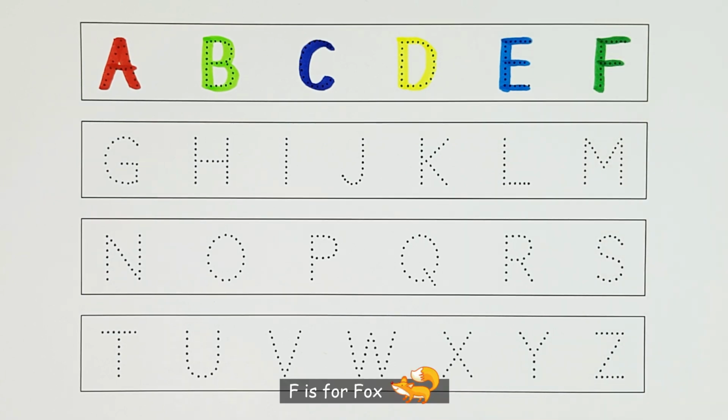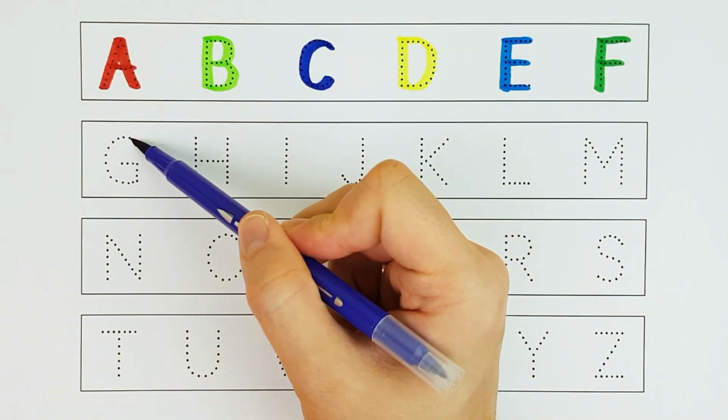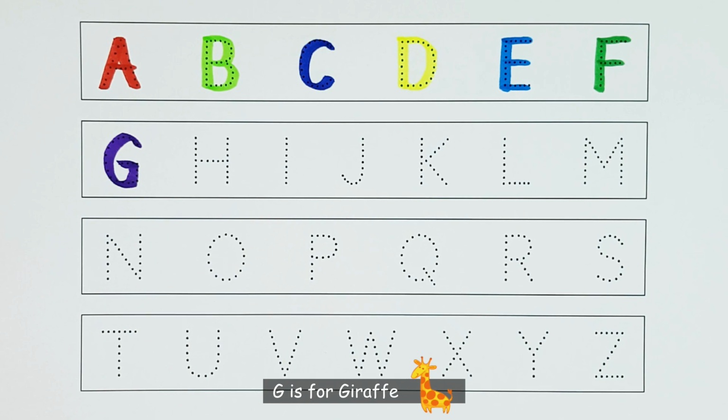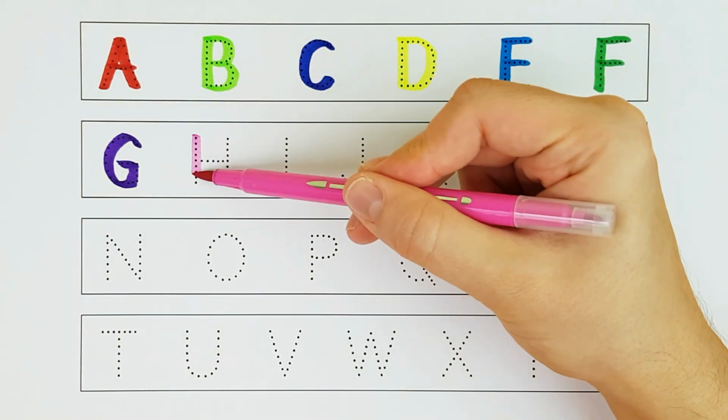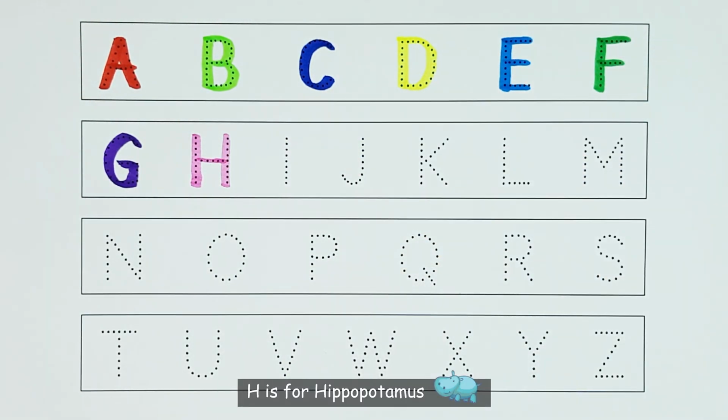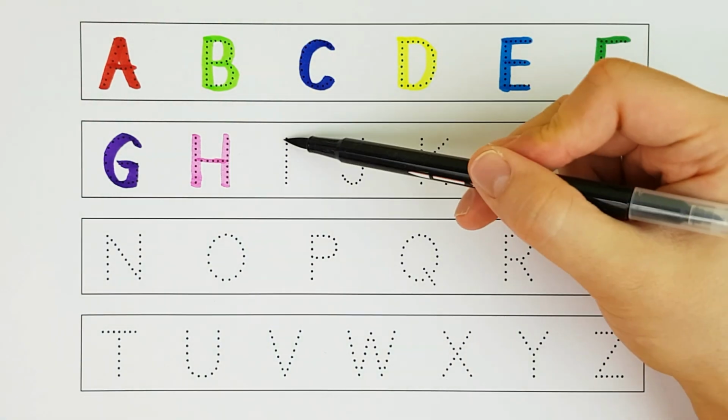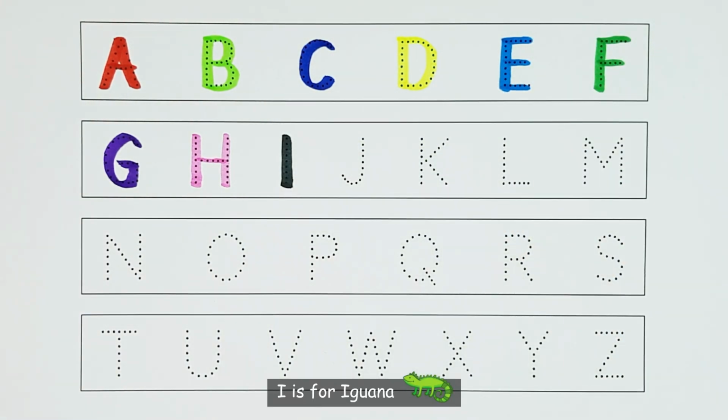F is for fox. F. G is for giraffe. G. H is for hippopotamus. H. I is for iguana. I.